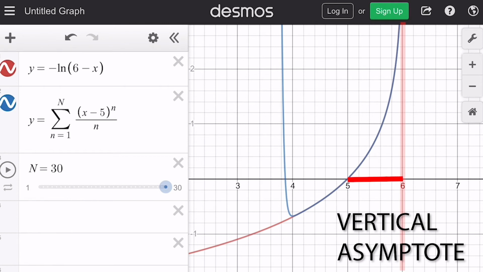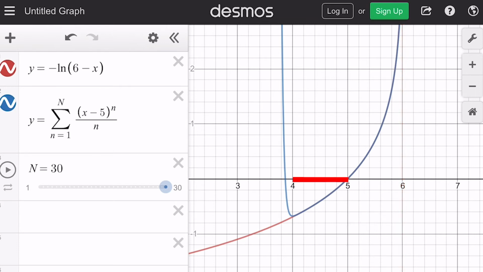This distance here, which is the distance from the center to either edge, so 1 unit in this direction or 1 unit in that direction, is referred to as the radius of convergence. And every power series will have a radius of convergence. It's just half of the measure of the interval of convergence. Okay, let's go and define these things.